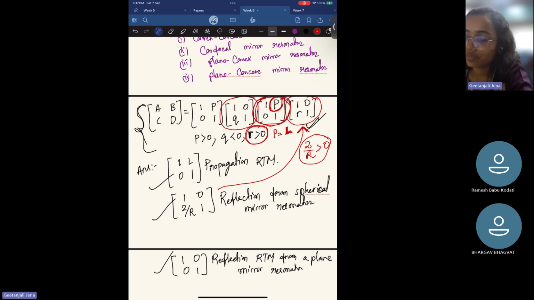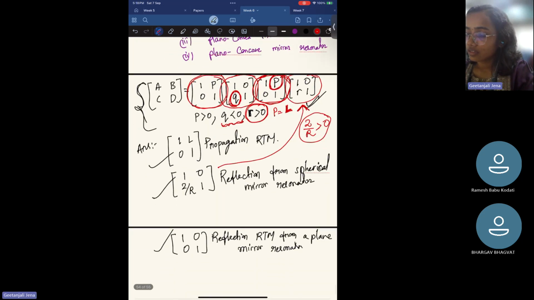It is also a reflection matrix from a spherical mirror. Now we have to see what is the sign of this Q. Here it is given Q is less than 0, so that means R is less than 0. So it is a concave mirror, a reflection from a concave mirror. Now this again is a propagation matrix with the space L. So we have two propagations and two reflections: one reflection from a convex mirror and one reflection from a concave mirror.